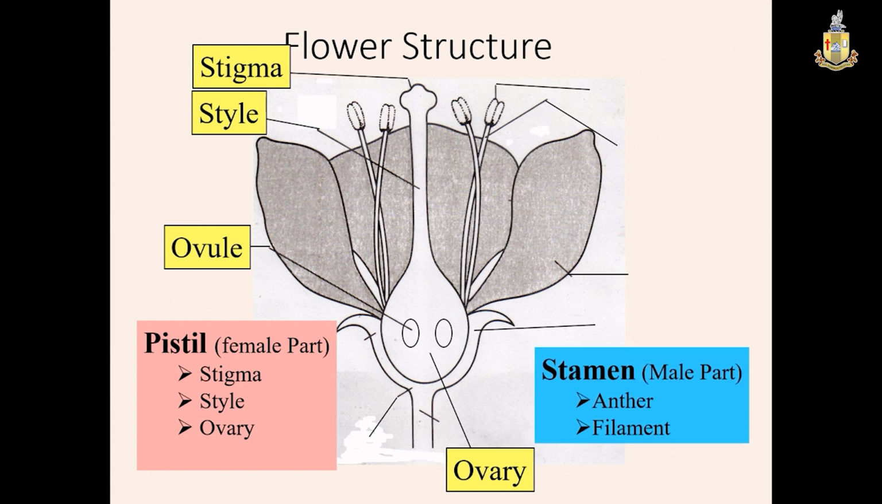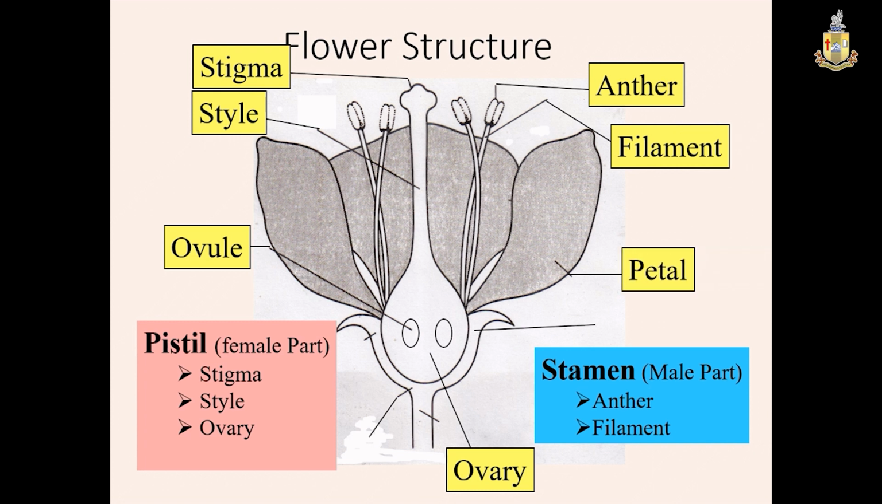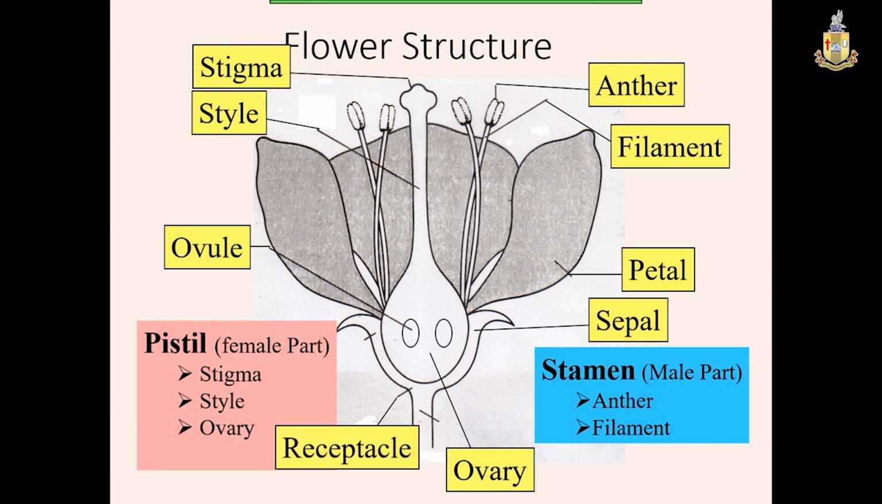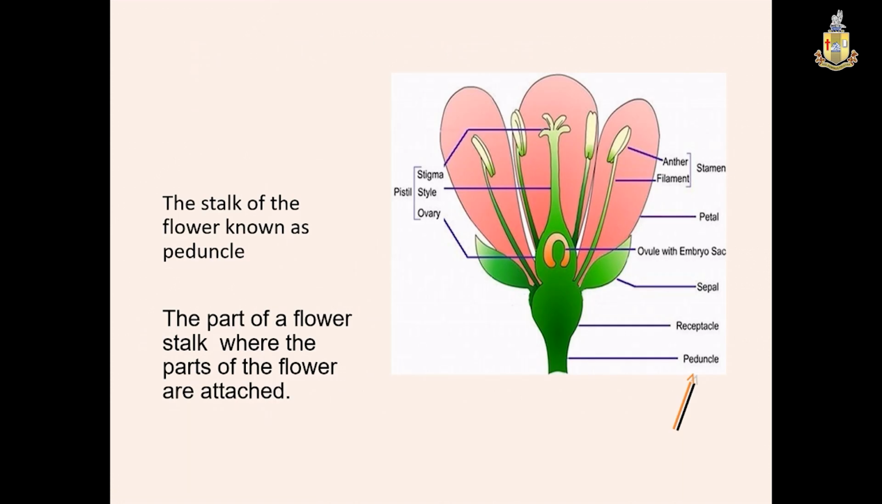Next, the third innermost part is the stamen, which is the male reproductive part of the flower. It consists of anther and filament. And the colored part of the flower is the petal, which attracts the pollinators. And the outermost layer is the sepal. All these parts are attached on the receptacle. We are going to learn about each and every part in detail.